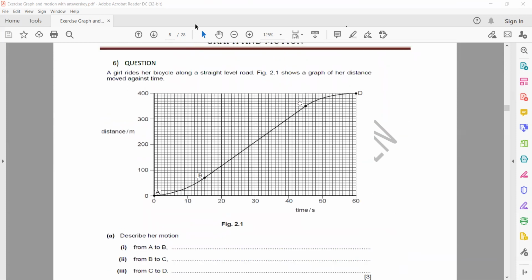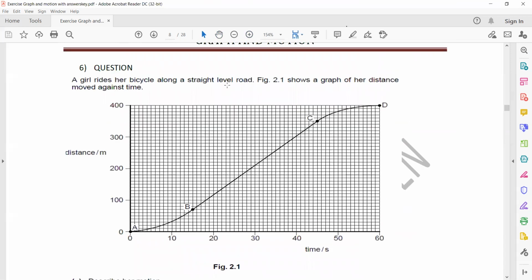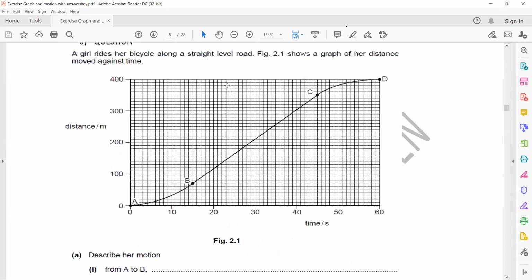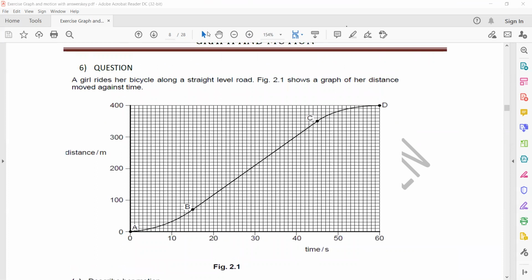In question 6, a girl rides her bicycle along a straight level road. Figure 2.1 shows a graph for her distance. So this is a distance time graph, and for a distance time graph we use the term speed. So what is happening to speed from A to B as the slope is increasing? From A to B, the speed is increasing.